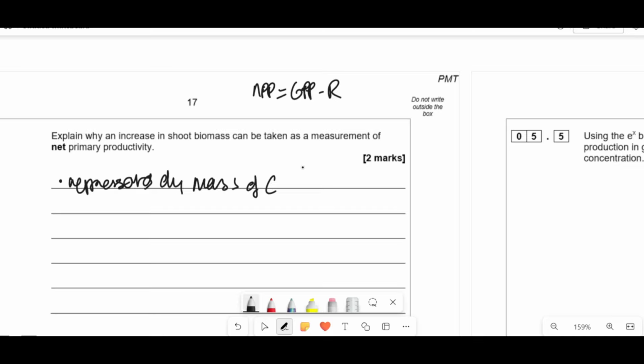The next part is to explain why the shoot biomass specifically is useful, and why it can be net primary productivity. It can represent this exact thing here: your gross primary productivity, you'd have to write the whole thing, minus R. Some of that will have been lost by respiration. If we're taking a shoot and measuring it like that, we're not going to be able to factor in the respiratory losses. They're gone. It's finished. Finito.